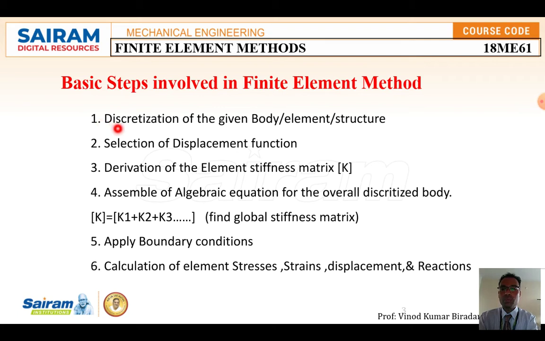The first one is the discretization of the given body, element, structure or problem. The second is selection of a displacement function. The third step is derivation of the element stiffness matrix. The fourth is assembling the algebraic equations for the overall discretized body, with the help of some formulas. Then apply the boundary conditions, and finally calculate the stress, strain, displacement and reaction.